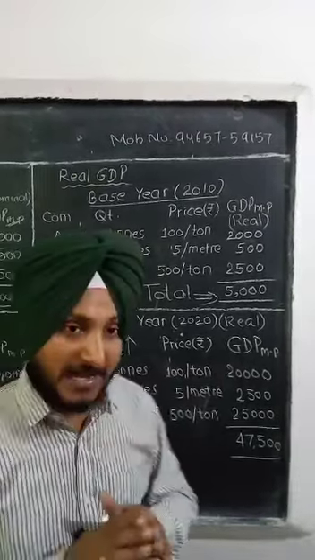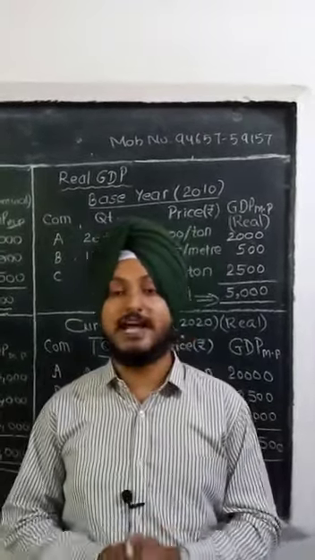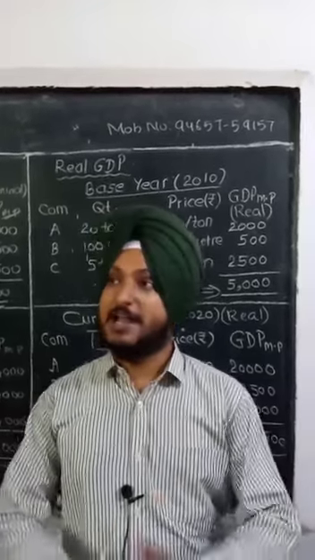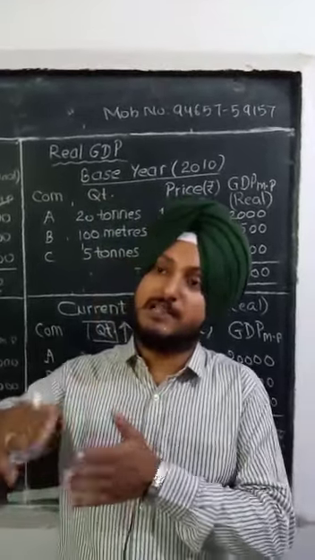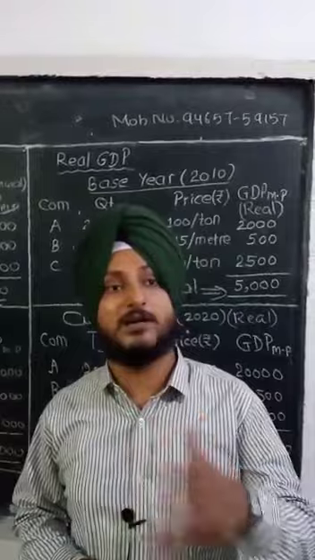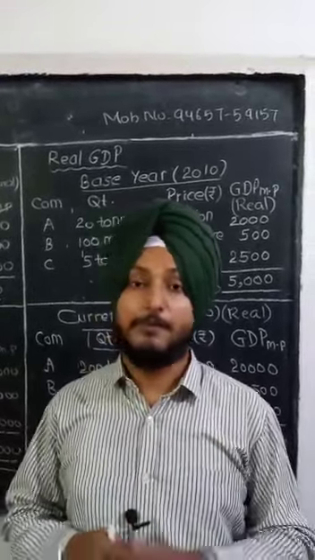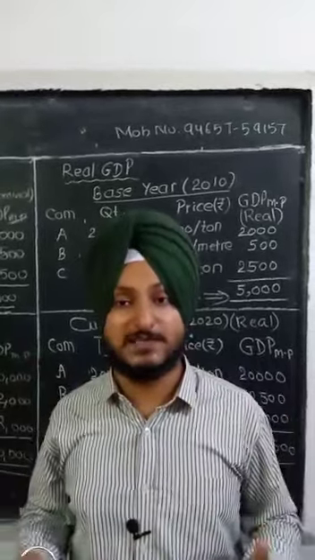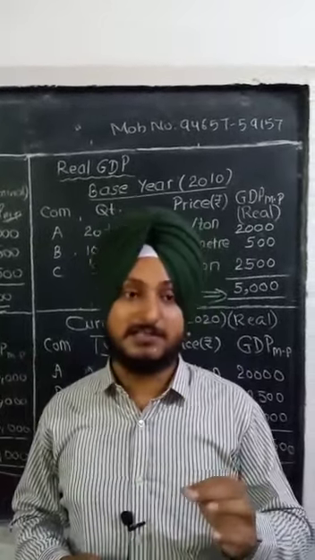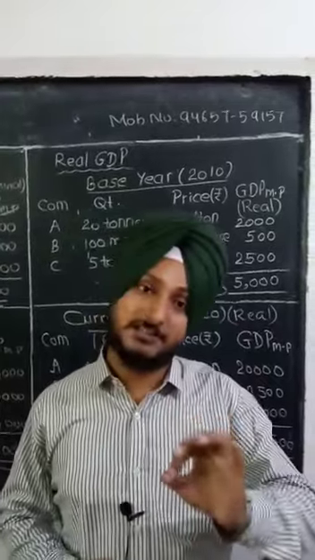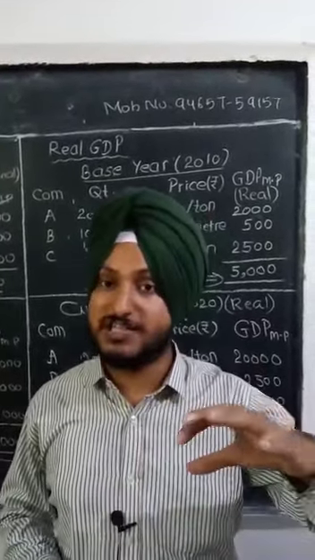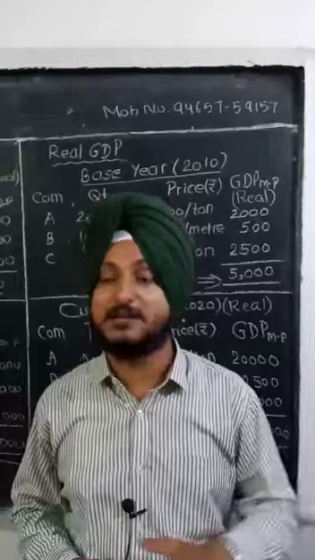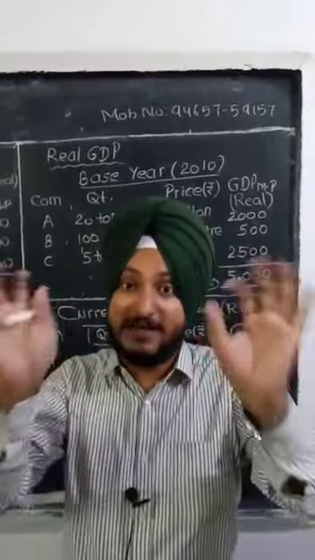For example, if I am earning in 2020, I am earning 20,000 rupees per month, and suppose the price of milk is 60 rupees per liter, the price of petrol is 80 rupees per liter, and after a gap of 5 years, if I am earning 30,000 rupees per month, and the price of petrol is 80 rupees and the price of milk is also 60 rupees, there is no change in the prices of petrol and milk, then we can say that actually my income has increased.